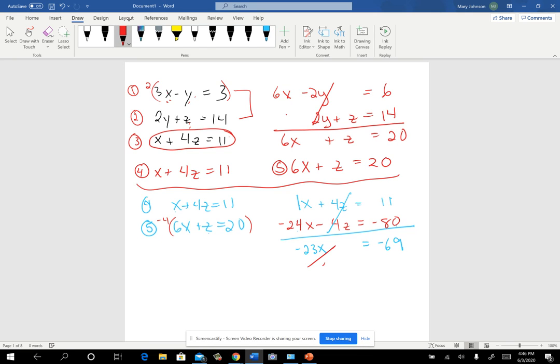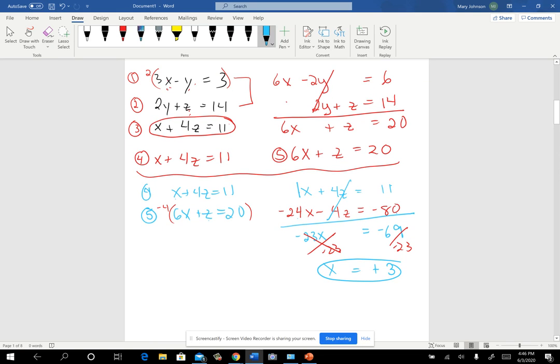I'm going to divide by negative 23, and I wind up with x equaling a positive 3. Okay, so there's one value. Now, something that's kind of nice about this is once we know x is 3, we have an equation with an x in it that would allow us to get y, and an equation with an x in it that would allow us to get z. So we could actually use the 3 to do both of those.